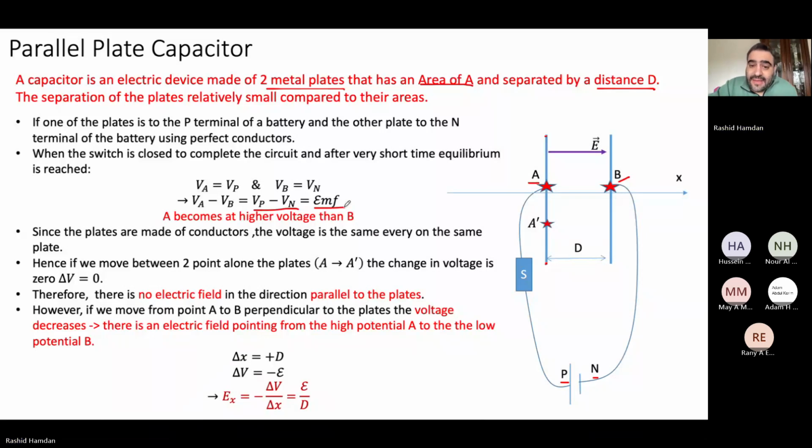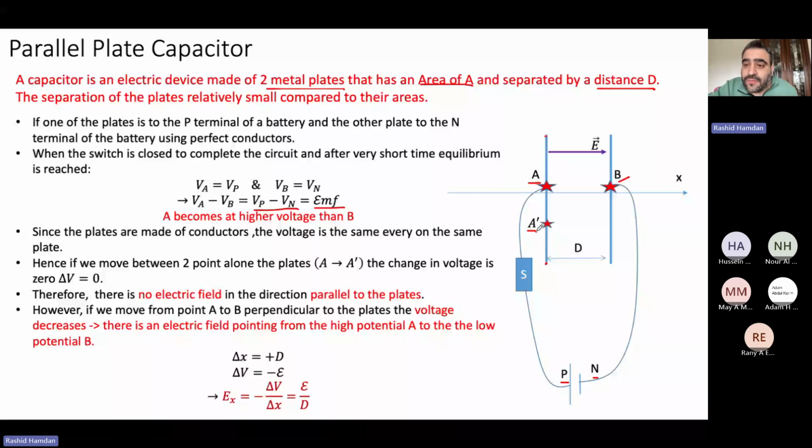Now, the plates, as we said, are conductors. So if I take any other point inside the same plate, they are connected by a conductor. So the voltage at A and at A prime have to be equal. There is no change in voltage when I move up or down or in and out of the plates. The only difference in voltage is when I move out of the plate. So I move along the X direction, and across the X direction, the voltage decreases.